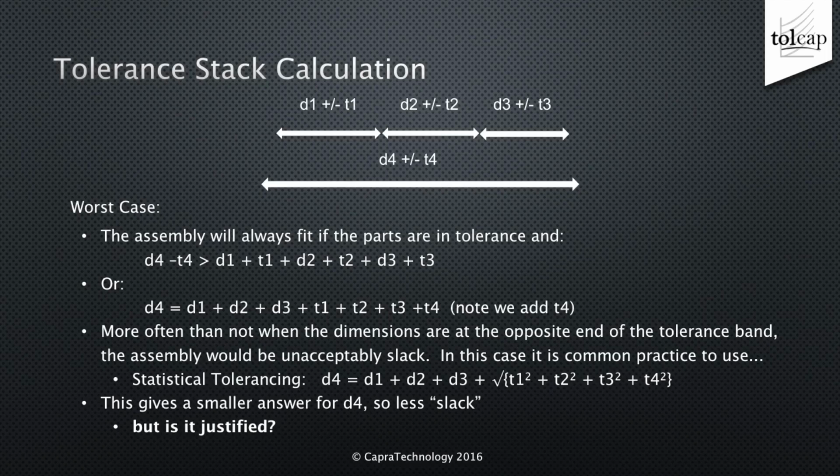At this point, someone will usually say, let's use statistical tolerancing. We don't have to add up the individual tolerances. Statistical tolerancing lets you root sum square them. That is, square them all, add the squares up and take the square root. So now D4 equals D1 plus D2 plus D3 plus the square root of T1 squared plus T2 squared plus T3 squared plus T4 squared. This gives a smaller answer for D4, so less slack. But is it justified?